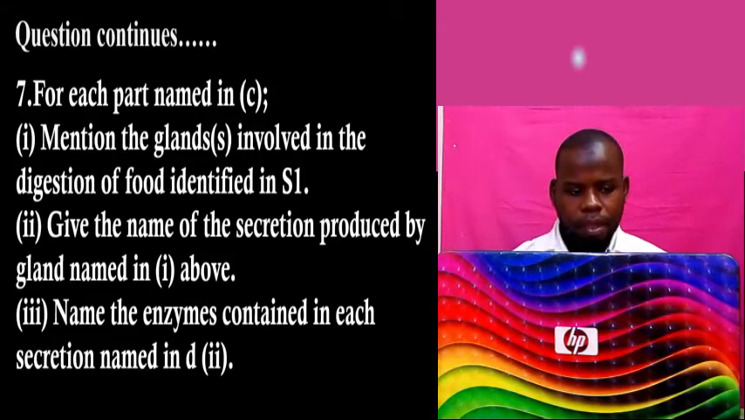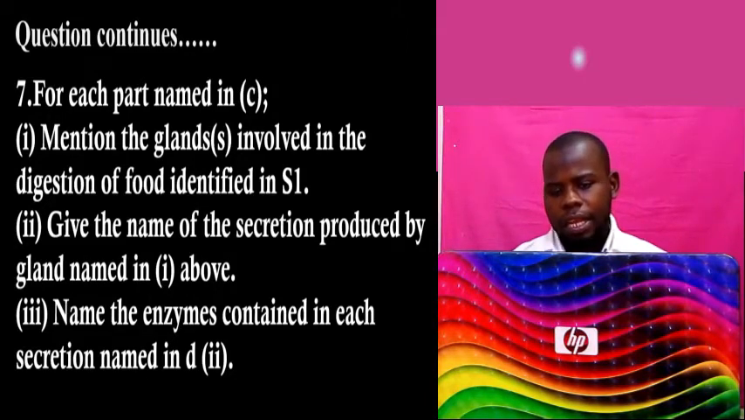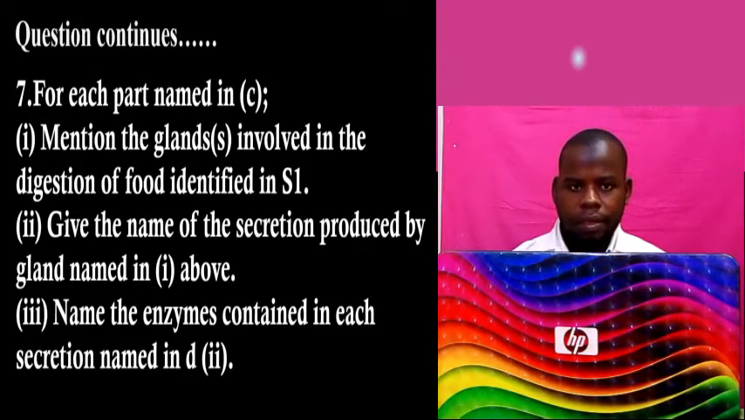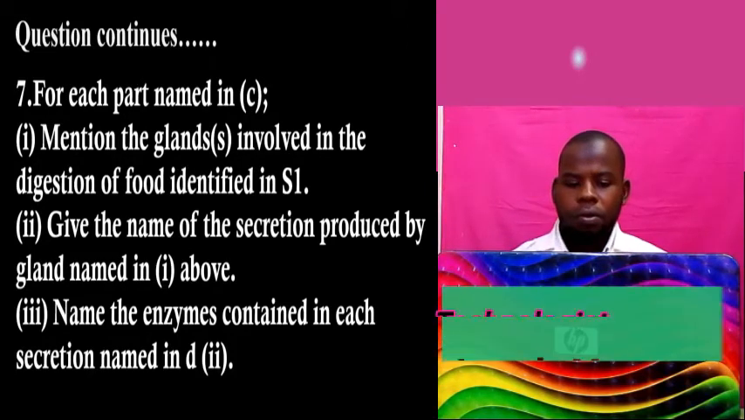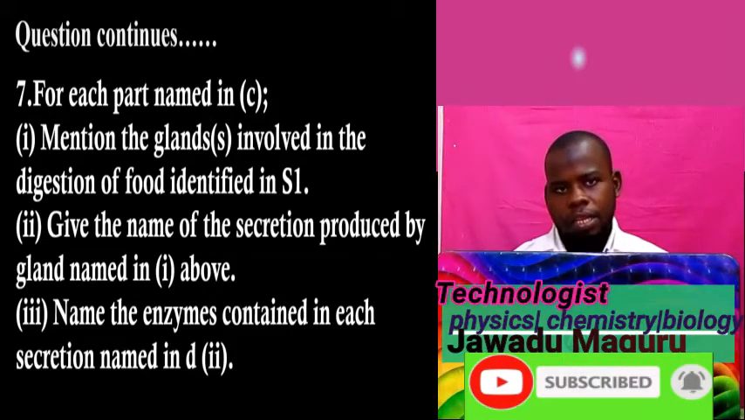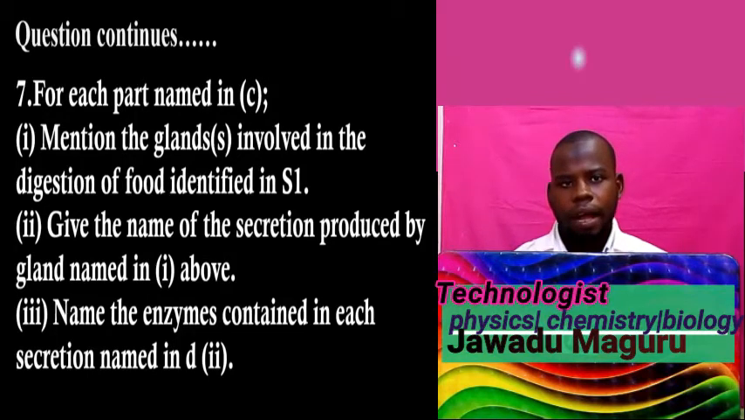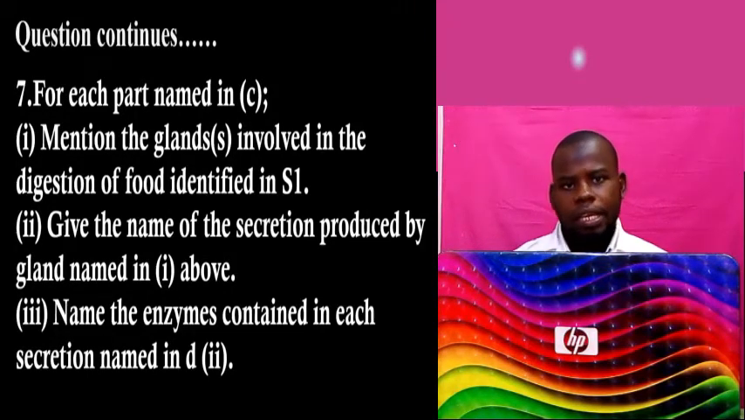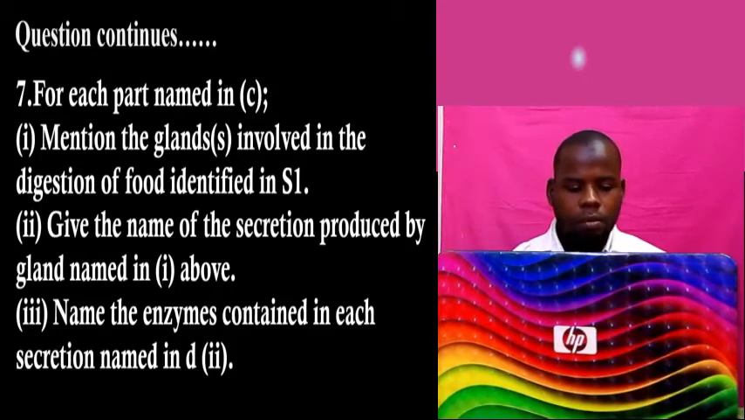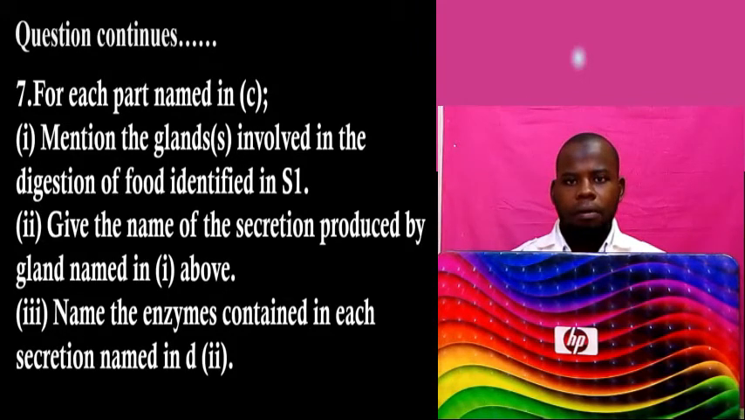Those are the glands. Question number 2: give the name of the secretion. Here we need the secretion produced by the gland named in one above. The glands produce a juice. So the secretion here we consider is the juice, gastric juice or digestive juice. In the stomach there is gastric juice. In the mouth there is saliva. In the ileum there is intestinal juice. Those are the secretions produced by glands, and that is the meaning of that question. I think we are together in our lesson.